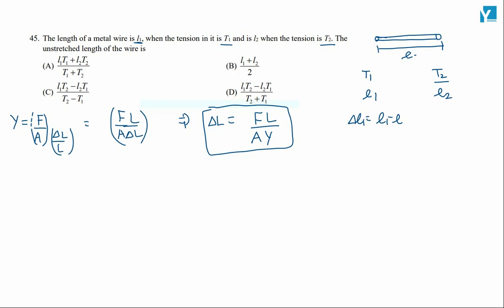ठीक है. So on putting the values, L1 minus L is equal to force, that is T1, into original length L. Area of cross section is suppose A. हम मान के चल रहे हैं कि area of cross section is not changing on applying the force. And Young's modulus is Y.